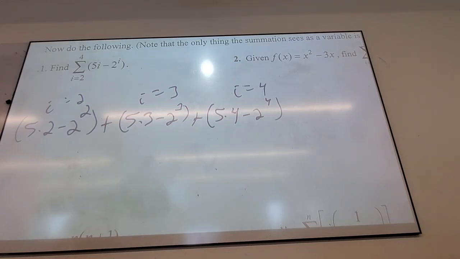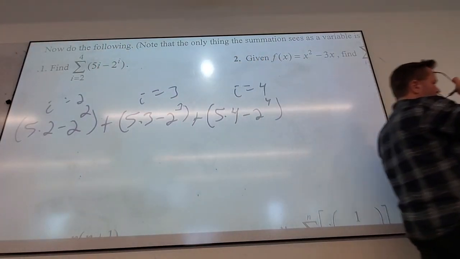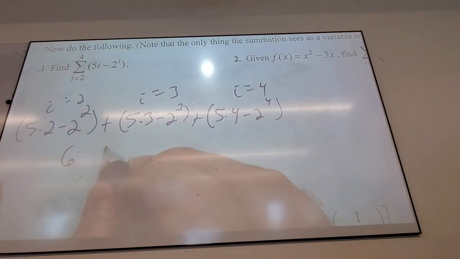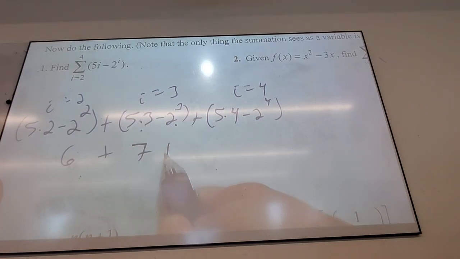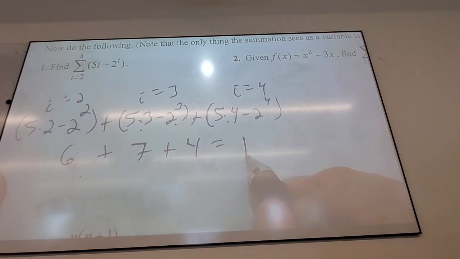Now you just gotta do that, right? What's 10 minus 4? That's 6. What's 15 minus 8? 7. And what's 20 minus 4? 16. So then I get 17.